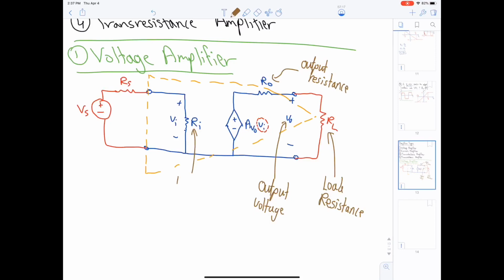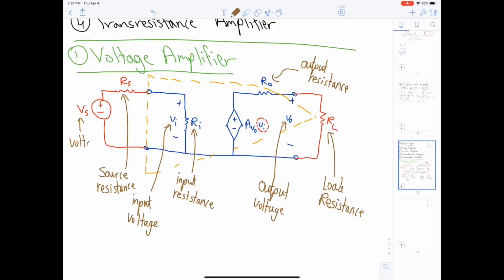RI is the input resistance. VI is the input voltage. RS is the source resistance. Vs is the voltage source, and the last variable that needs to be defined is AV naught.